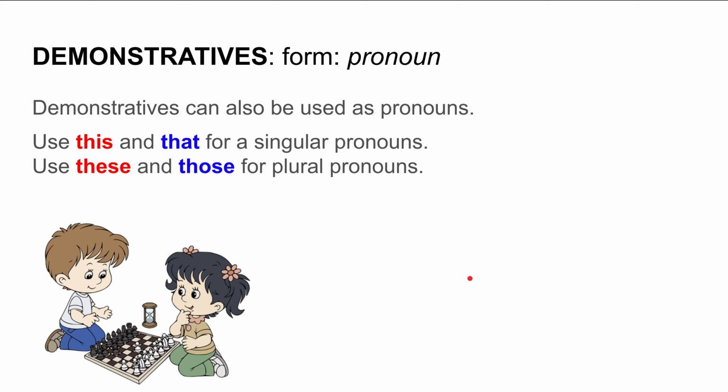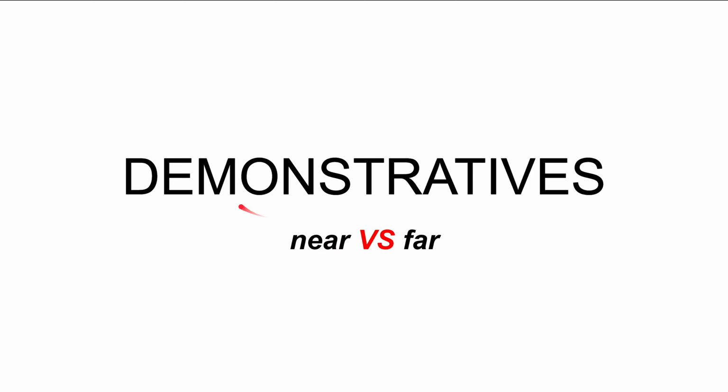Demonstratives can also be used as pronouns. Use this and that for singular pronouns, and use these and those for plural pronouns. So here, this boy is going to talk about the game of chess. He's going to say, this is a hard game. Here, this is a hard game. It's a singular pronoun for the hard game. Moving forward now, let's talk about near versus far demonstratives.